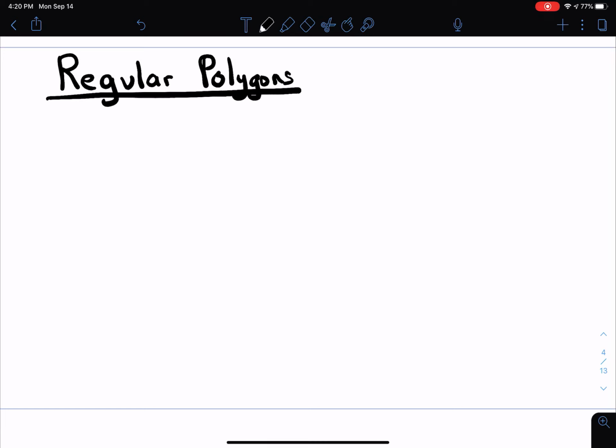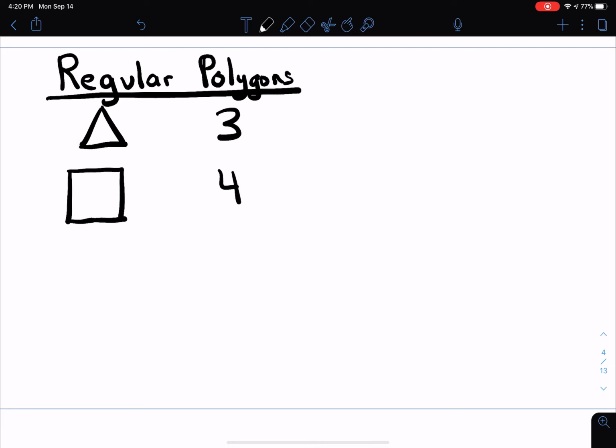We have some different regular polygons. Like triangle has 3 sides, 3 angles. Your square has 4 sides, 4 angles. Your pentagon, regular pentagon, has 5 sides, 5 angles. Well, all pentagons have 5 sides and 5 angles, but regular pentagon, all the angles are the same and all the sides are the same measure.